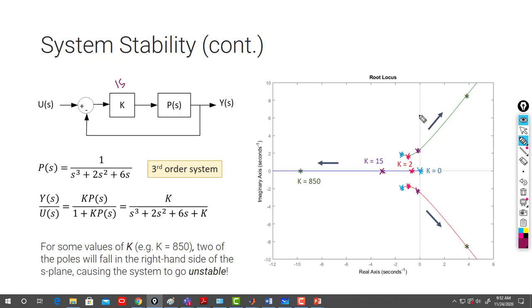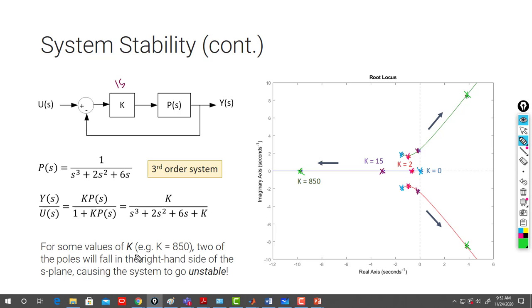So usually as a designer, I need to find the gain that makes the system unstable, which is the limit of stability. So I need to make sure I'm below it. So what if I take k equal 850? If my k equal 850 in green, my poles are moving up to here, complex conjugate. So the system is stable or unstable at 850? Unstable. Not stable.